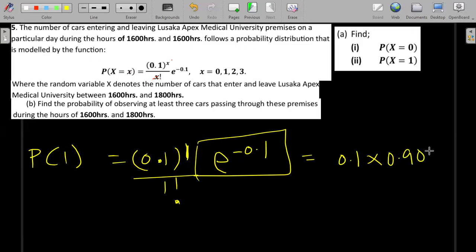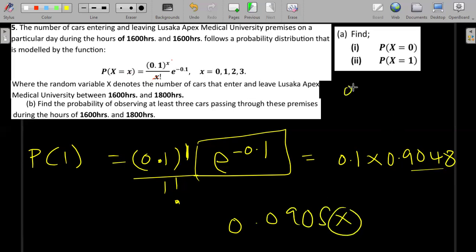Okay, I think I wrote the wrong number there because my calculator had given me something else now. So on the first question I wrote 0.0905, and this is not correct. The right answer should be this one here, 0.9048. This is the probability that no cars will enter, for the 0.